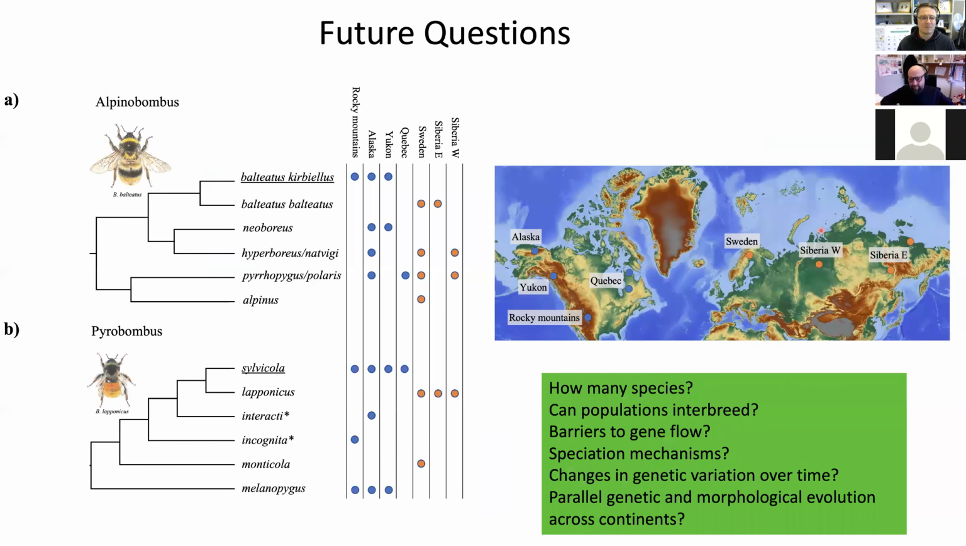So I think there are a lot of open questions about this set of species in terms of how many there are, whether they can interbreed, what the mechanisms of speciation are, and also whether these morphological changes that have been observed happen in more than one population, if they're a general feature of what's going on under climate change, or if it's an isolated example. So all those things are interesting to look at in the future.